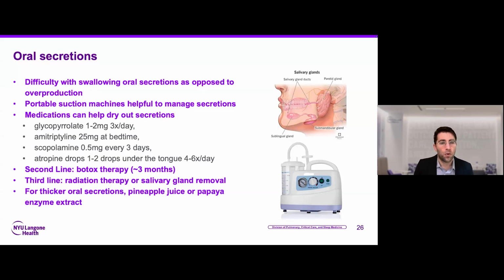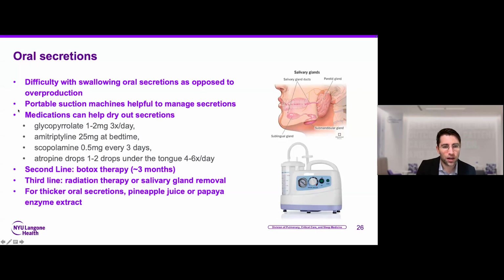Most patients who have excessive oral secretions and difficulty managing them can be managed with medications alone. There's a number of medications that you see listed here. Probably the most common ones we use are glycopyrrolate, which can be given orally or as a solution through a feeding tube, or atropine drops, which actually can be given sublingually, so beneath the tongue and not require any swallowing. And those can help to dry out the secretions. Amitriptyline and scopolamine are also other options as well.